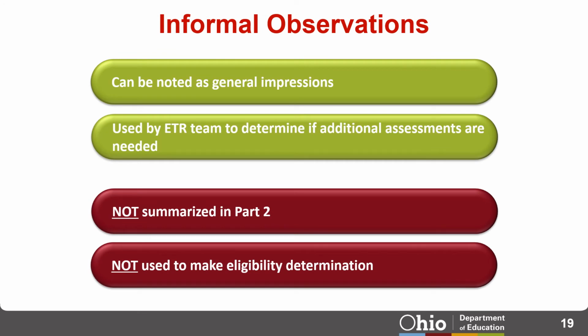Individual assessors can note informal observations as general impressions within their Part 1 report. The information gathered from informal observations should be used by the ETR team to determine if additional assessments are needed. The information from the informal observations would not be included within any Part 2 summary nor be used to make an eligibility determination. Again, informal observation findings can be noted but would only be used by the team to determine if additional assessments are needed.